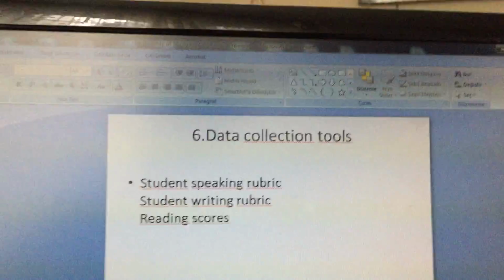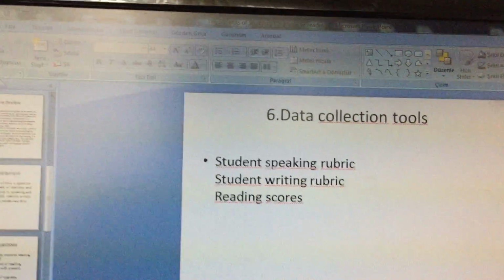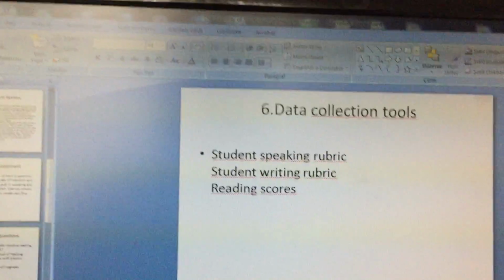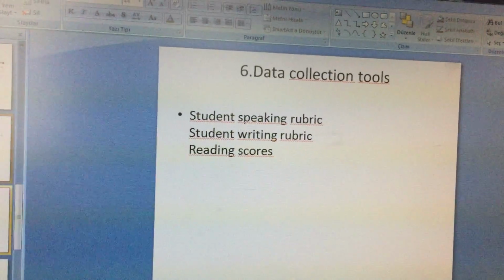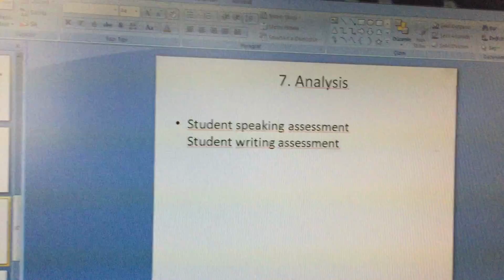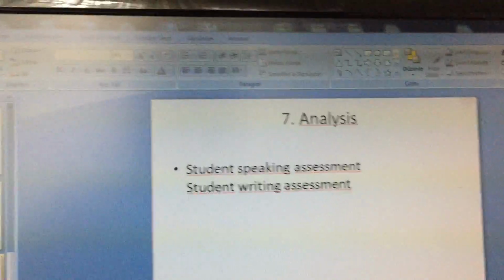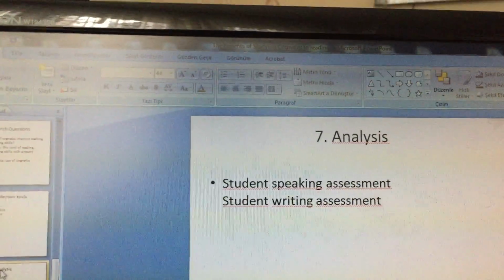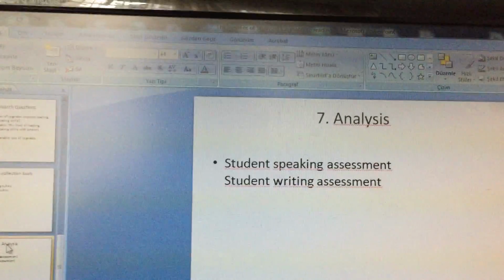How will we collect data? We will use a student speaking rubric, a student writing rubric, and reading scores. And we will analyze the results by student speaking assessment, student writing assessment, and reading assessment.